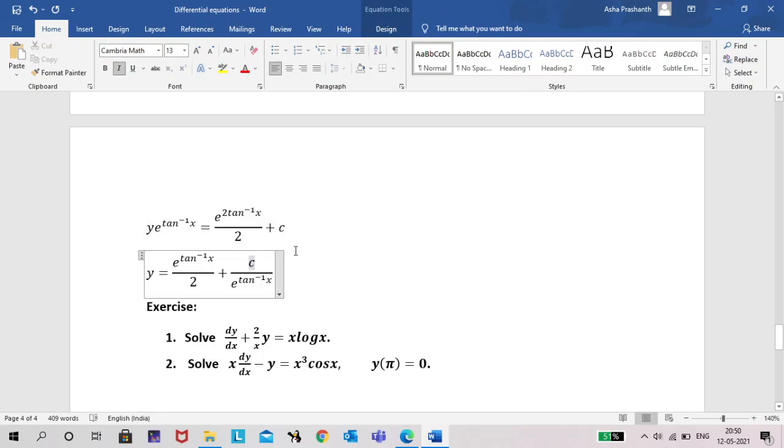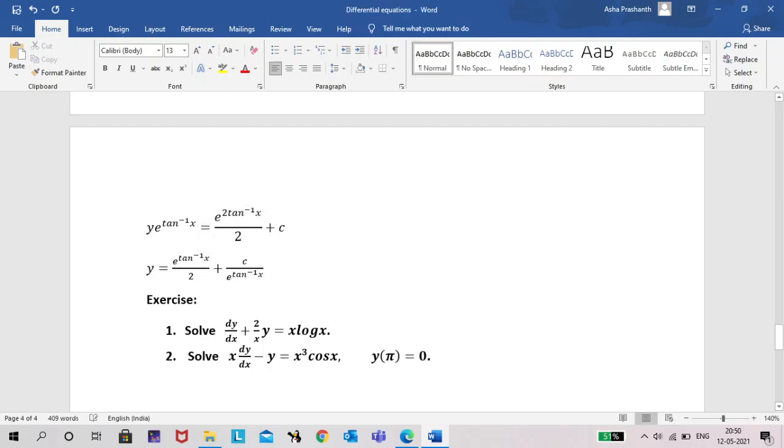Suppose for the same problem, I give y of 0 is equal to 0. It means that x is equal to 0 and y is equal to 0. Wherever there is x and wherever there is y, you just put x equal to 0 and y equal to 0.